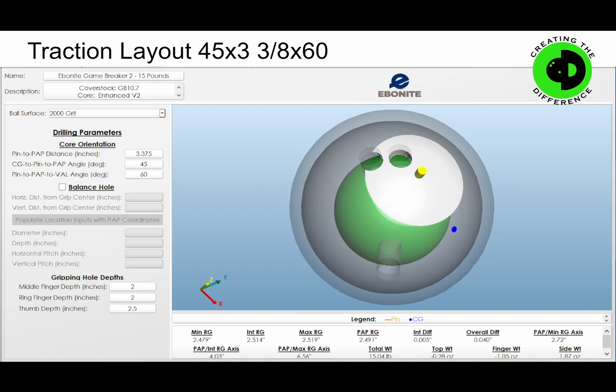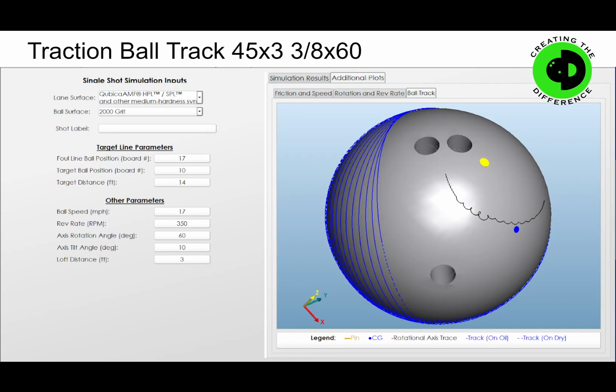This layout happens to be 45 by 3 3/8 by 60, and obviously it looks different, and the flare pattern is pretty aggressive on this one as well. Same thing, you don't have any hitting any of the holes, and you're not too close to any of the holes with the yellow pin as well, which is really, really good.